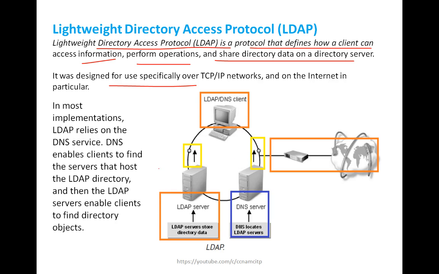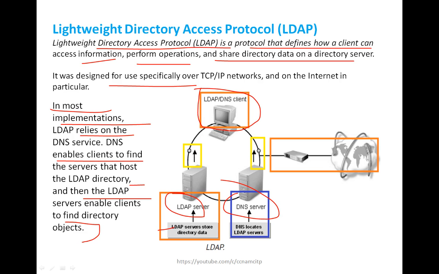For example, this is my LDAP server. Let me talk a little bit more about it. In most implementations, LDAP relies on the DNS service. DNS enables the client to find the server that hosts the LDAP directory, and then the LDAP server enables the client to find directory objects. So this is my LDAP server, this is my DNS server, and this is my LDAP DNS client. DNS will help to find LDAP, and LDAP will help to find the directory.